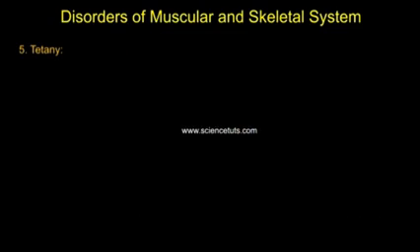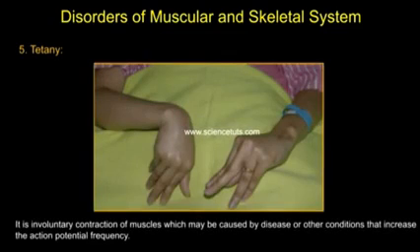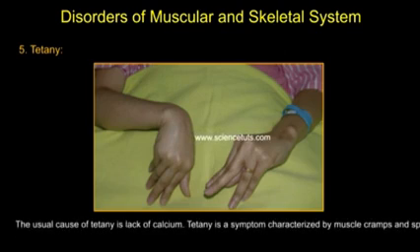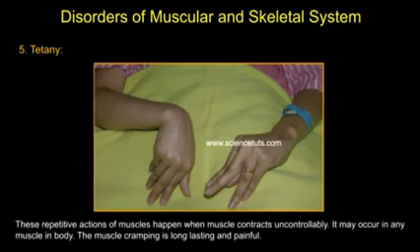5. Tetany. It is involuntary contraction of muscles which may be caused by disease or other conditions that increase the action potential frequency. The usual cause of tetany is lack of calcium. Tetany is a symptom characterized by muscle cramps and spasms. These repetitive actions happen when a muscle contracts uncontrollably. It may occur in any muscle in the body. The muscle cramping is long-lasting and painful.